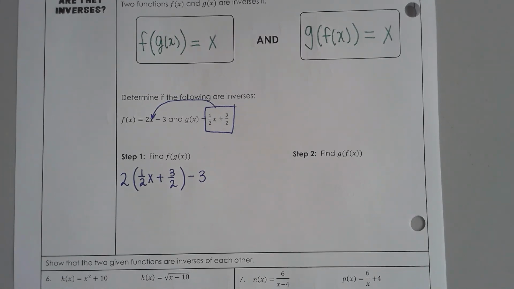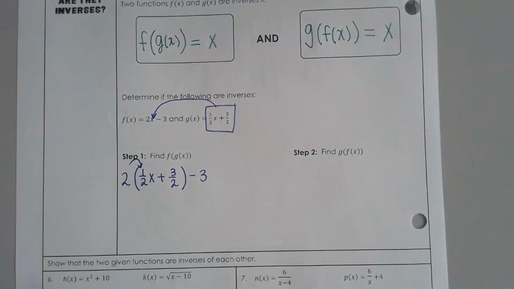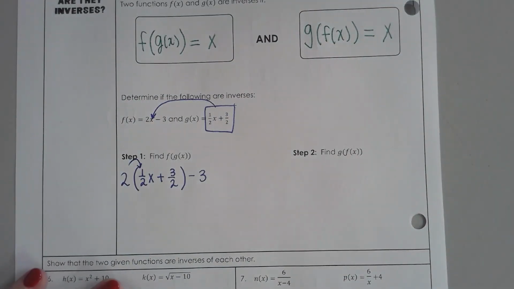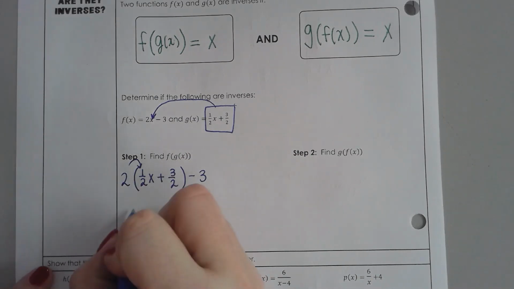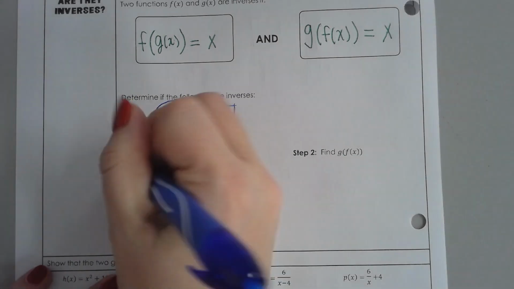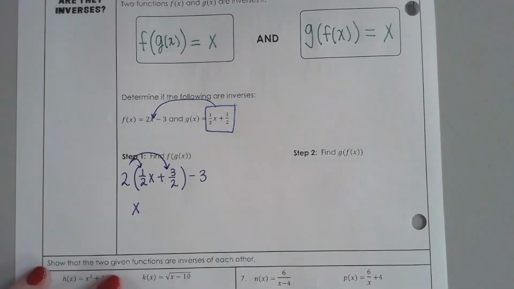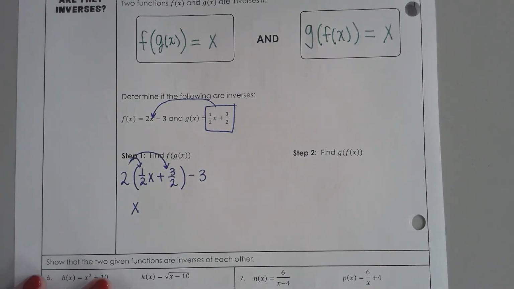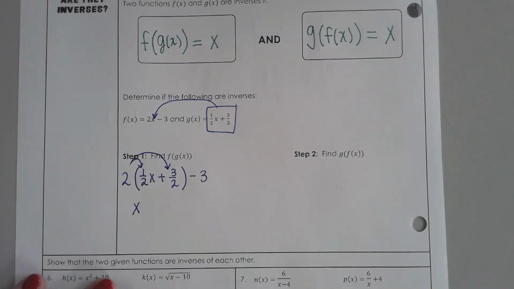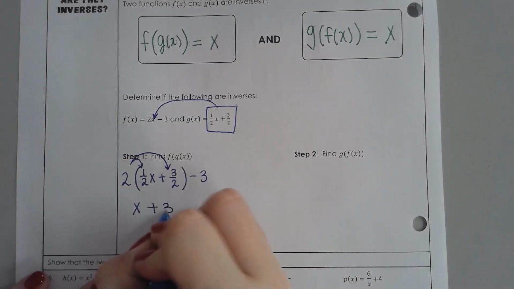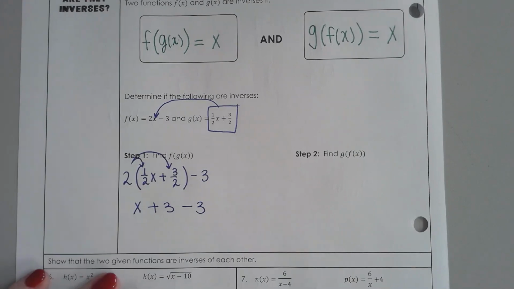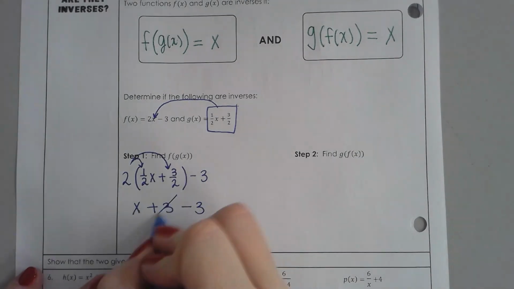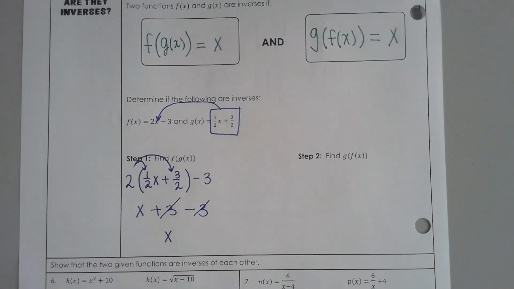And so what I'm going to do first is distribute the 2. What's 2 times 1/2? 1. So this would be 1x, or just x. 2 times 3/2. 3. So plus 3. And then this minus 3. Those would cancel, leaving me with x.